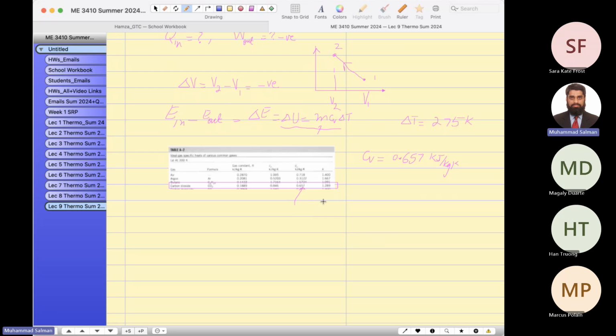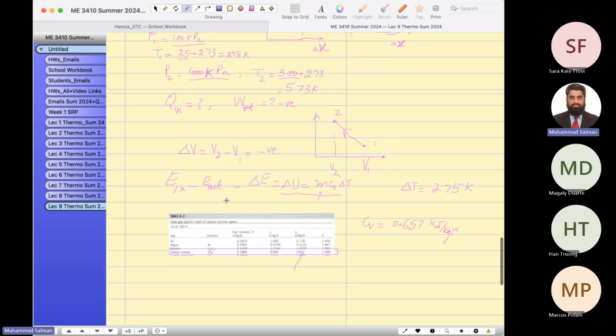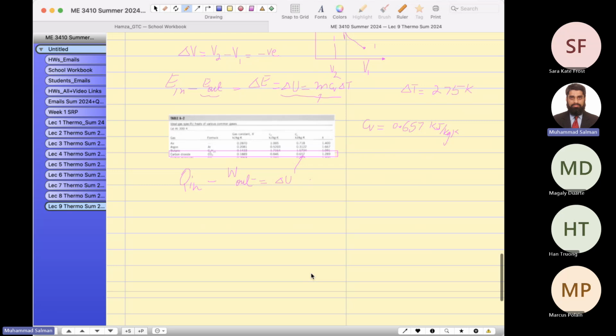Okay, guys, now there is one thing. This energy in, I would say Q in, energy going in, is Q in minus W out equals delta U. So let us find out what delta U is. Can you help your professor? Can I write down m is 1 kilogram, Cv 0.657, and 275? And if you multiply, what do you get? Please type in the chat box.